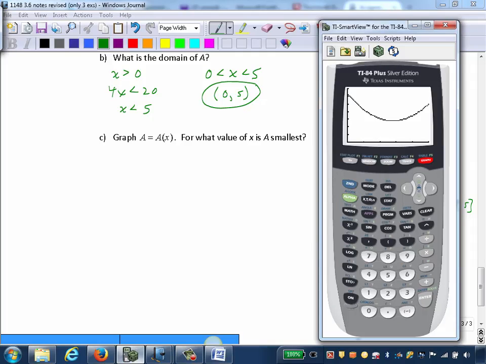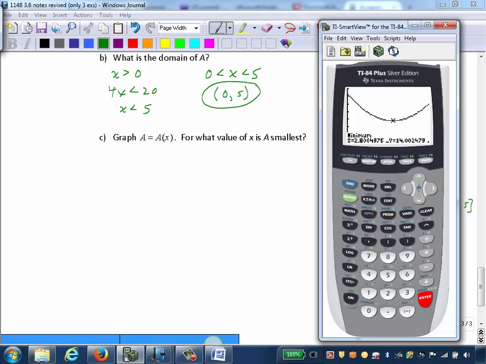So I go back here and I want to calculate that min. So I'm going to hit second trace to calculate the min, option 3. I'm going to cursor a little bit left of where that dip occurs. So I'll hit enter for my left boundary. Now I'll cursor over to the right, or again, I can always enter an x value. And hit enter. And then I can just cursor over close to where I think that dip occurs. Again, the resolution on these calculators is not superb, so just approximate it. Hit enter one more time.